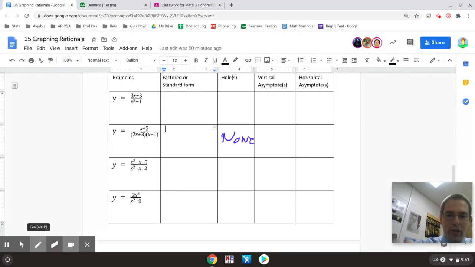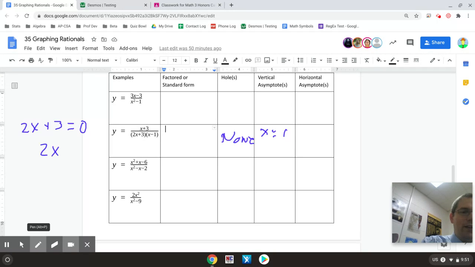And then a vertical asymptote is a factor that does not cancel out. So the x minus 1 would give me a vertical asymptote at x equals 1. And then the 2x plus 3, that one you might not be able to get just looking at it. But if I set it equal to 0 and solve for x, I'll subtract 3 from both sides. So 2x is negative 3, then divide by 2, and x is negative 3 halves. So I have a vertical asymptote at 1 and negative 3 halves.